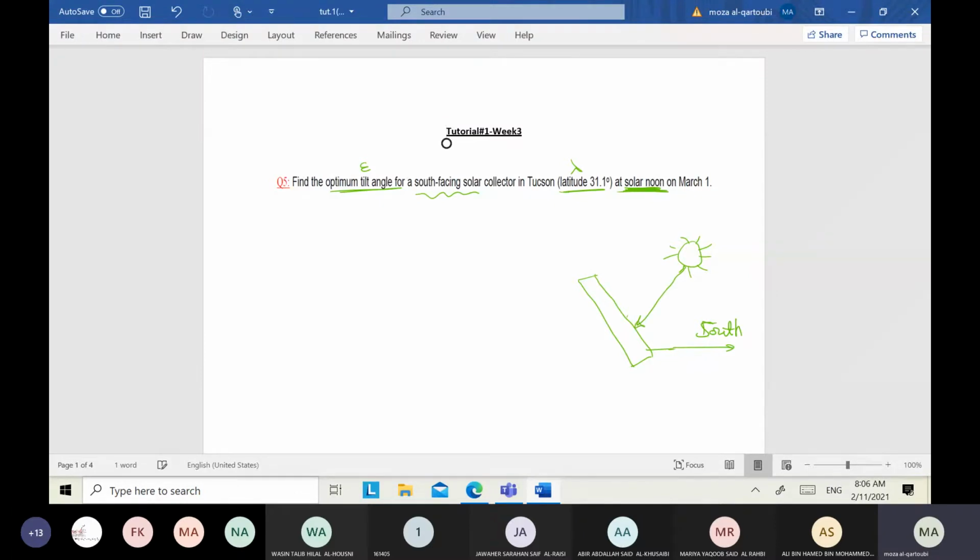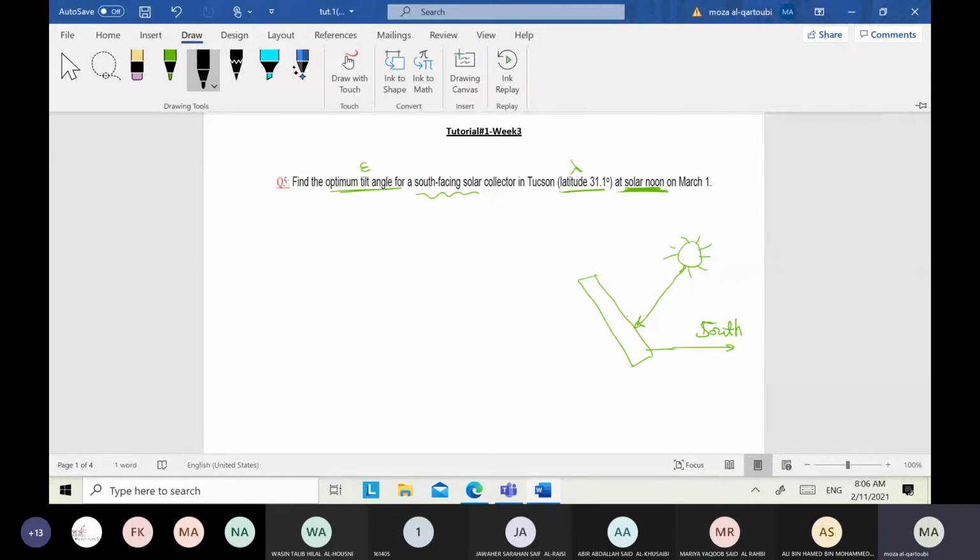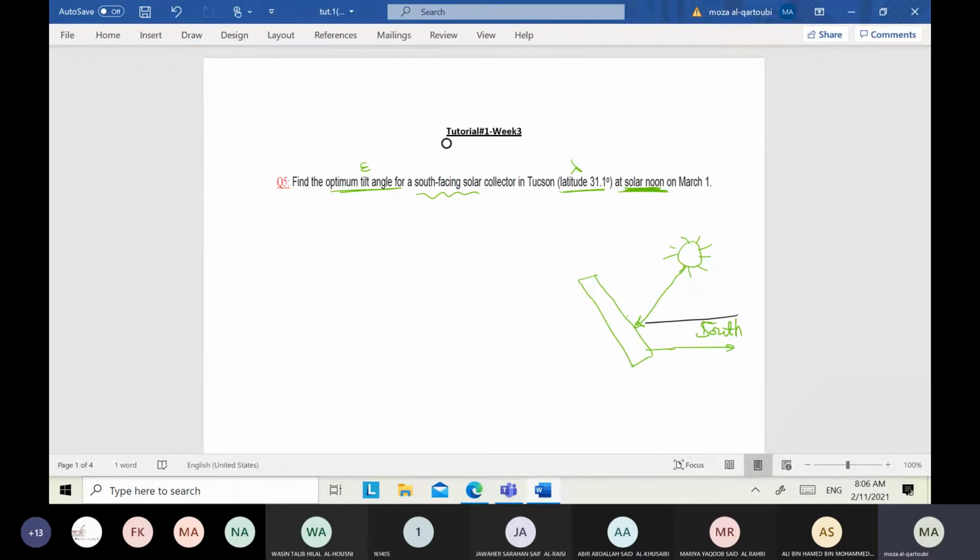Okay, so we need the tilt angle. The tilt angle is the angle of inclination with respect to the horizontal. Now the horizontal here is in this direction. Okay, this is the horizontal line. So the tilt angle will be here. This is the tilt angle. We need to find epsilon in this case.